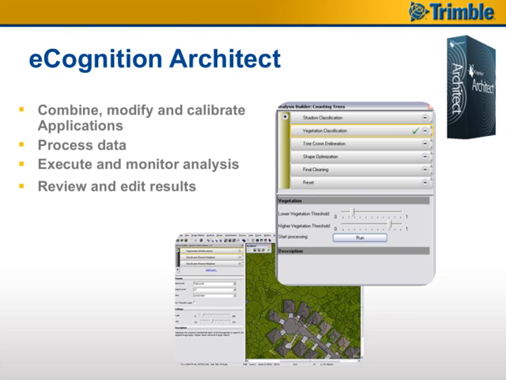The second component of our software suite is the eCognition Architect. It provides an easy-to-use front end for non-technical professionals to use our eCognition technology. The main function of the Architect is to combine, modify, and calibrate existing applications which are created in the eCognition Developer. It is also possible in the eCognition Architect to process your data, to execute and monitor the analysis, and to review and edit the results.